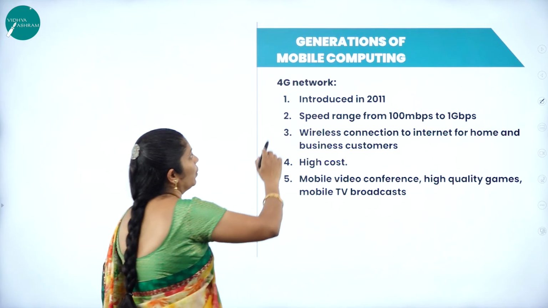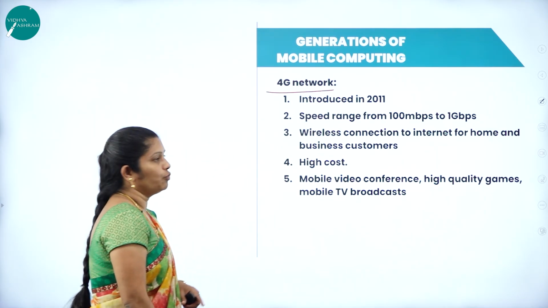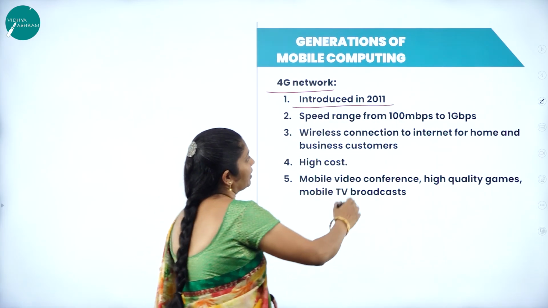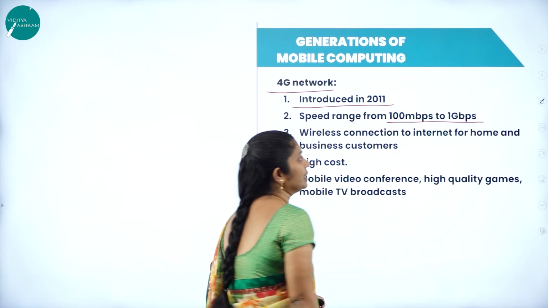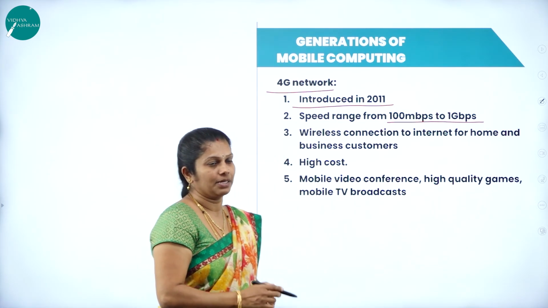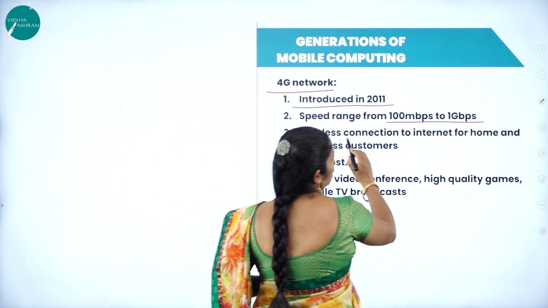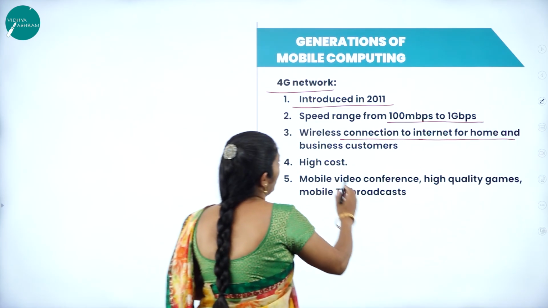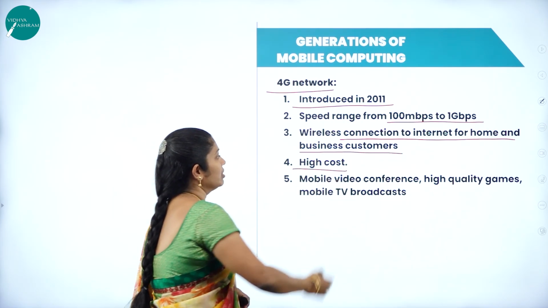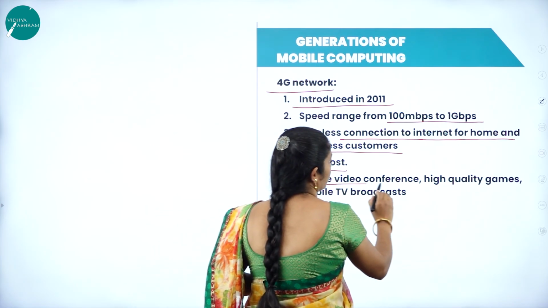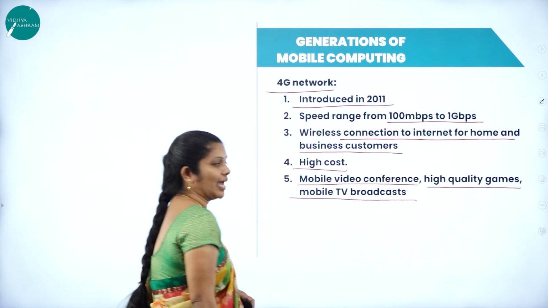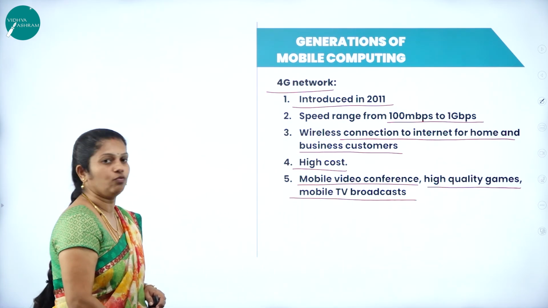Next we'll move on to the 4G network. This was introduced in 2011, and the speed ranges from 100 megabytes per second to 1 gigabyte per second. There is wireless connection to the internet for home and business customers. Cost wise it is also high. Mobile device conferencing, high quality games, mobile TV, broadcast, everything we can perform in the 4G network.